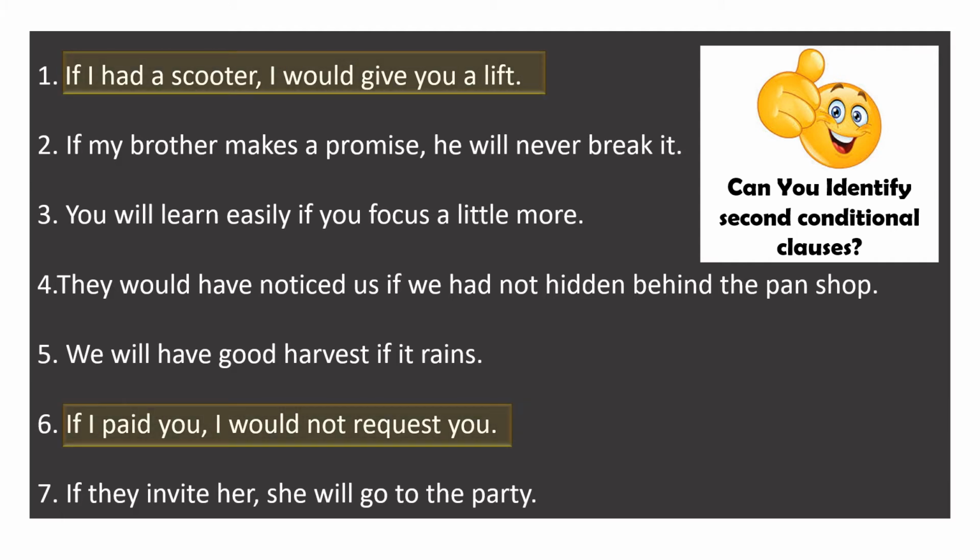Thus, if I had a scooter, I would give you a lift. Means I don't have a scooter, and of course I cannot give you a lift. Sixth one, if I paid you, I would not request you. Means I didn't pay you, that is why I am requesting you now. If I paid you, I would not request you. It is just an imaginary situation. Hope you understood the second conditional.